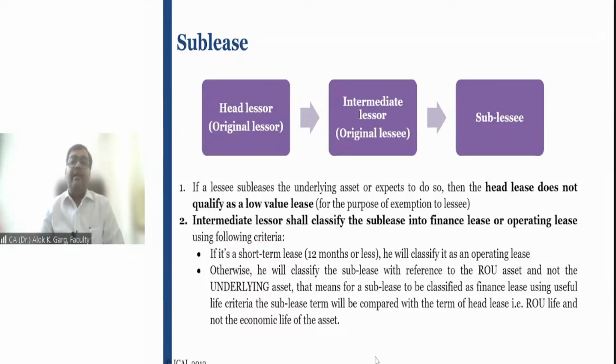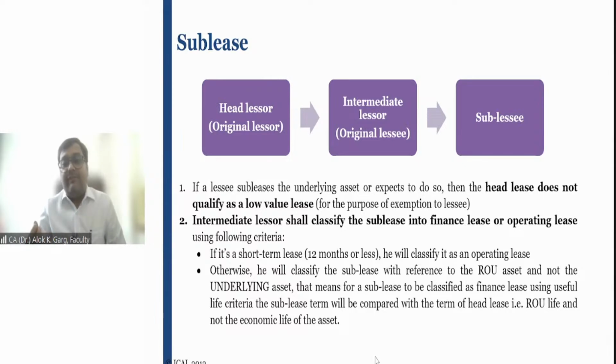Probably if the threshold would have been defined, for example, if it is written that any new asset up to rupees 5,000 costing, or let's say up to 5 lakh rupees costing, will not be taken into the accounting as per lease, right?